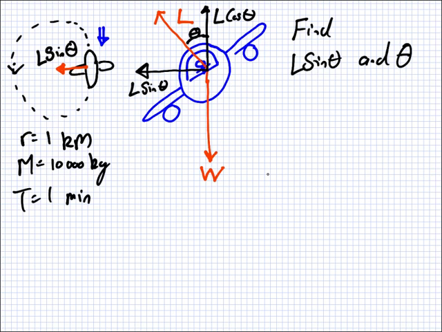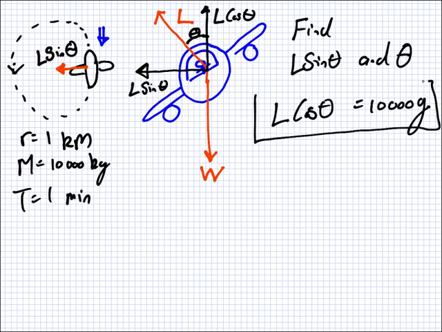Shall we have a look? So we know that L cos theta equals mg, which is 10,000 g. That helps us a little bit, but we don't know L and we don't know theta. But still, it'll be useful later, I'm sure.